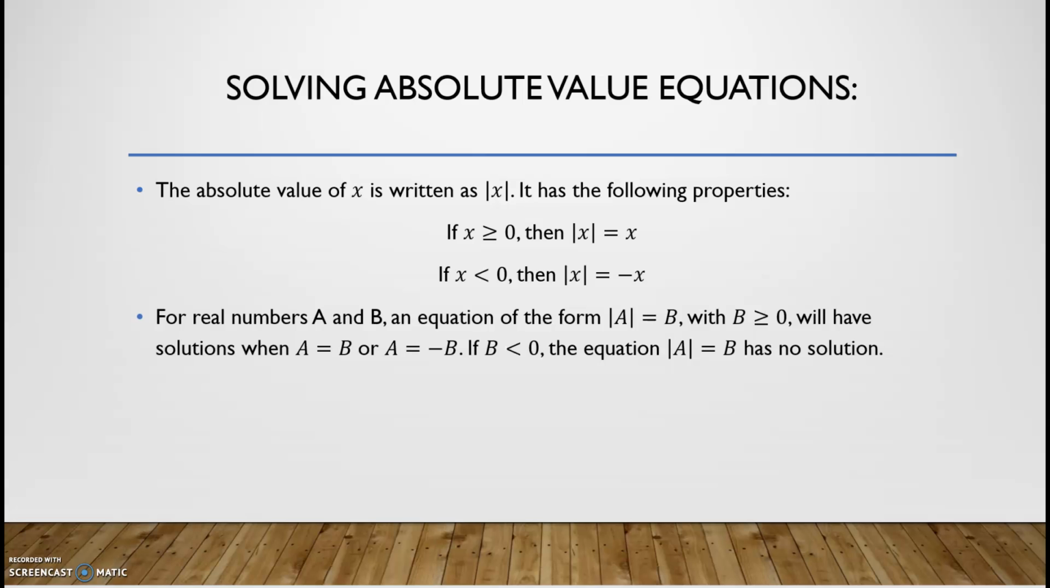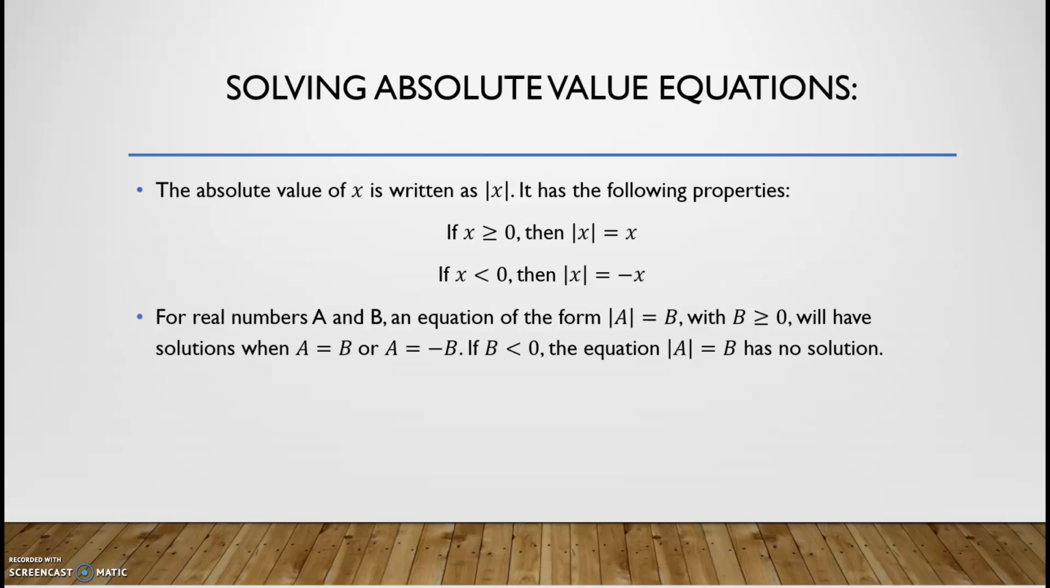Now let's move on to solving absolute value equations. Okay, so the absolute value of x is written with the bars around it. It has the following properties. If x is greater than or equal to 0, then absolute value of x is x. If x is less than 0, then absolute value of x is negative x.